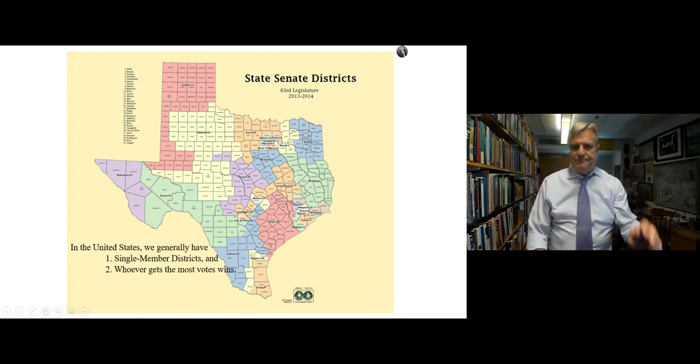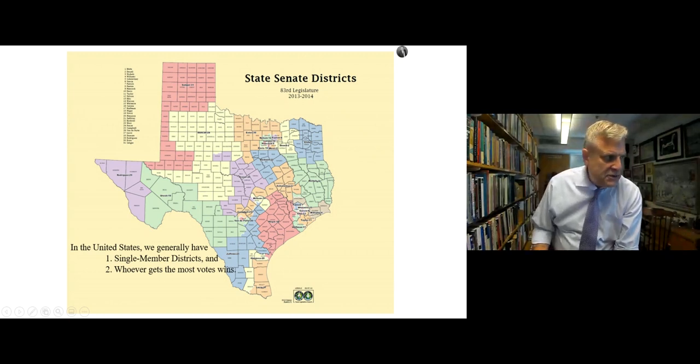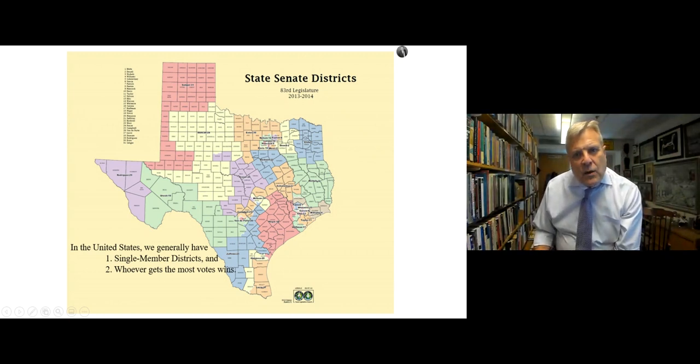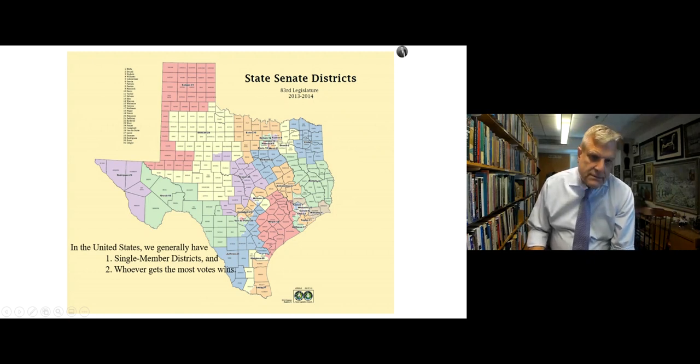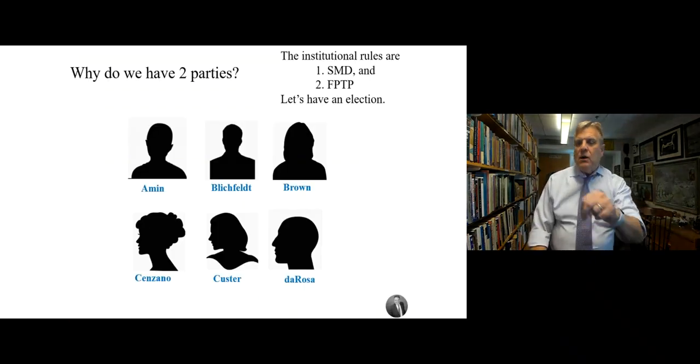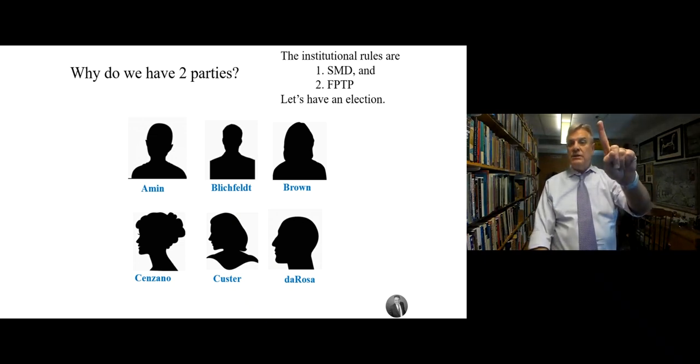These are just examples of Senate districts in Texas, but what I want you to notice is that there are these different colors, these different areas, and within each one of these districts, only one person gets elected, and whoever gets the most votes wins. And that's generally how we run things in this country. Who wins? Okay. These are the rules. Single member districts, only one person is going to win. And whoever gets the most votes is going to win. It's called the first past the post, or FPTP system.